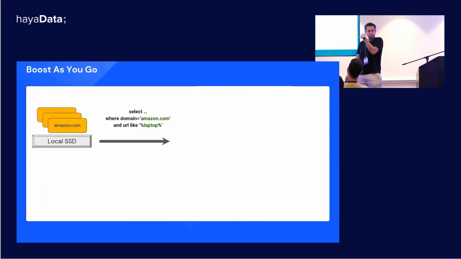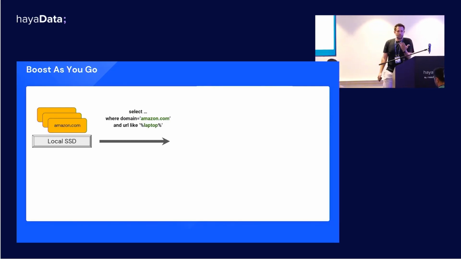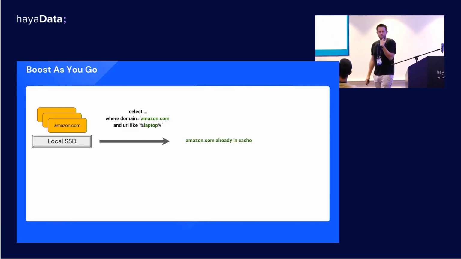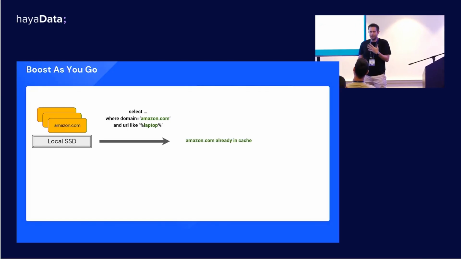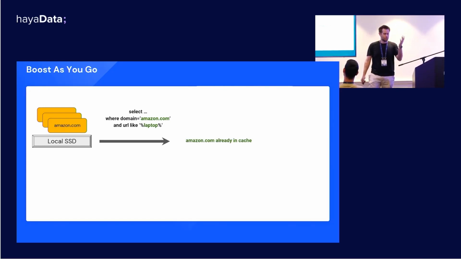When I ask about laptops on Amazon, it's already in the engine's SSD. There's no download time. All I have is the net query time without any caching on top. There are many Presto caching solutions. Here it's out of the box.